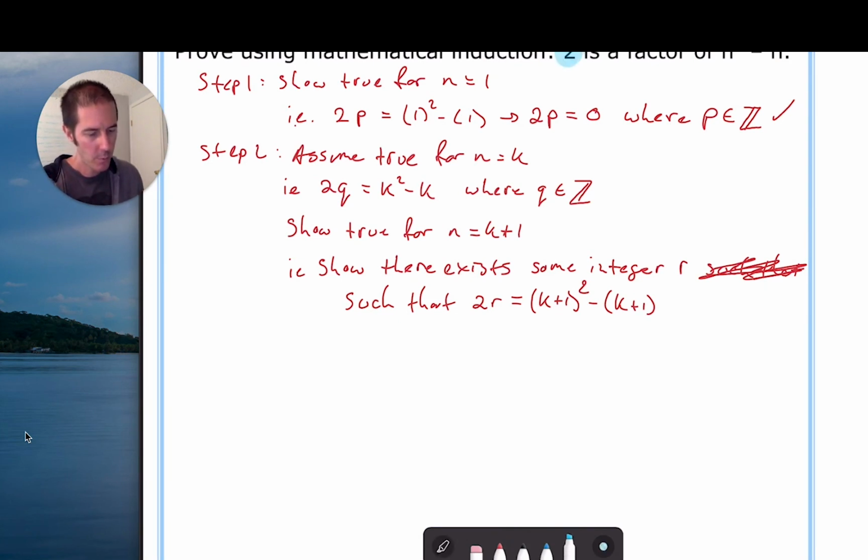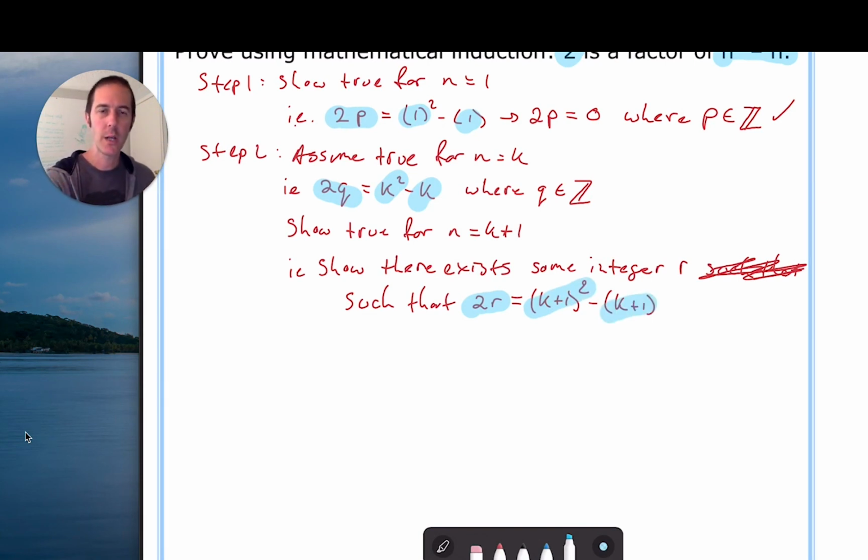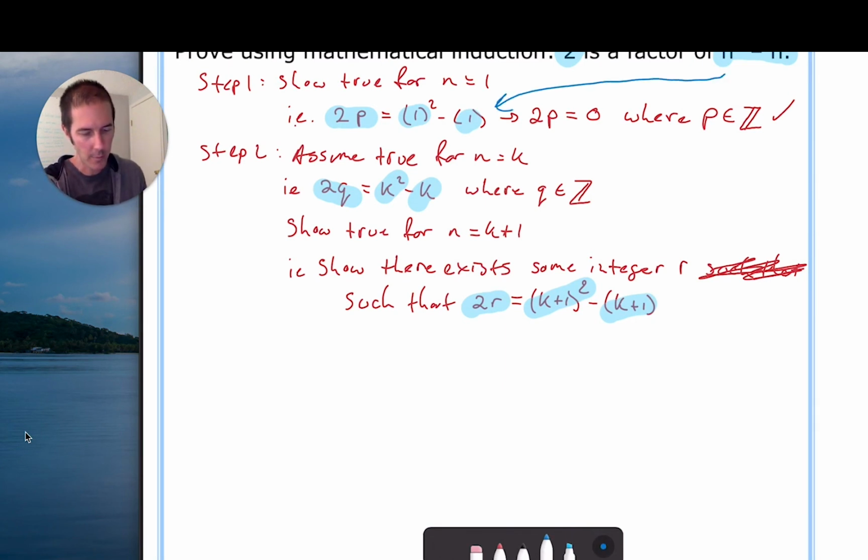Originally, it was 2 times some number equals n squared minus n. That became 2 times p equals 1 squared minus 1. Then it became 2q equaled k squared minus k. And now it's 2 times some other integer equals k plus 1 squared minus k plus 1. So the n value keeps changing. It went from an n value of n to an n value of 1 to an n value of k to now an n value of k plus 1.